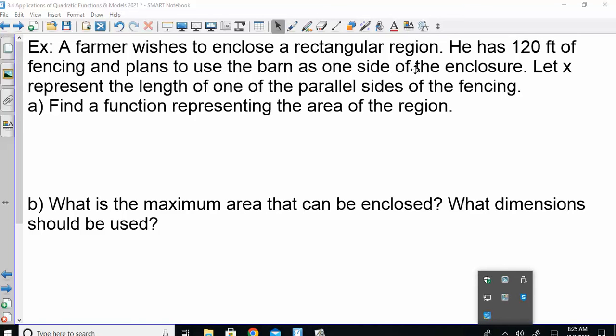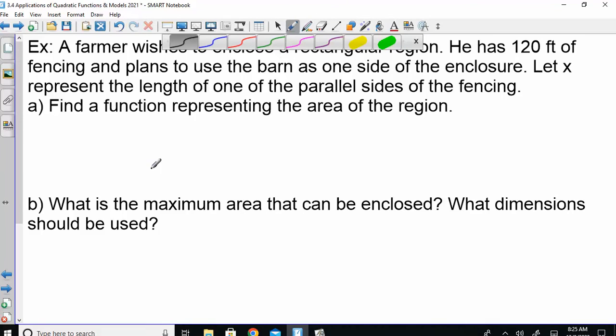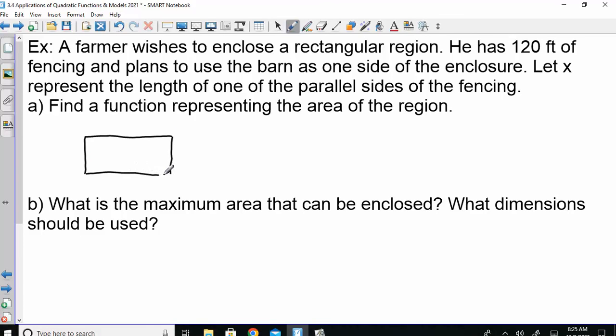Yeah, okay, so we have a rectangle. Did you guys draw a rectangle? Yes. Okay, good. All right, we are going to use the barn as one side. So that means we're not actually putting fence on all 4 sides, so we only have to worry about 3 of them. Okay. We have 120 feet of fence.